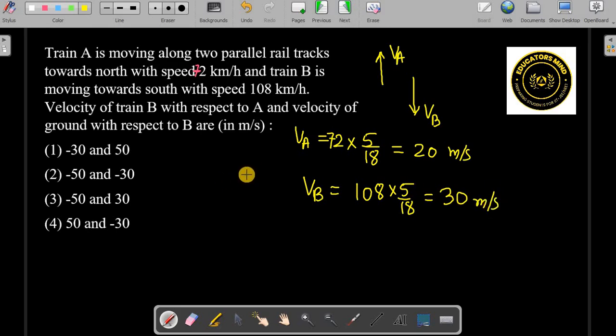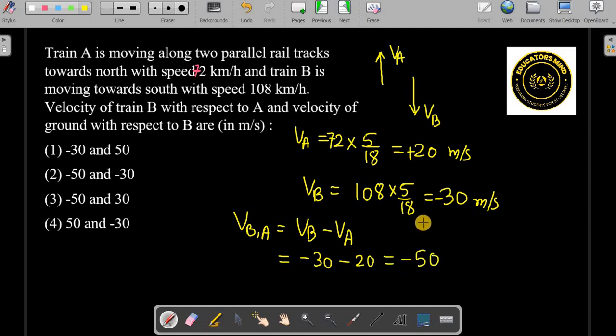So then what is the velocity of A? We have to also keep signs. Plus or minus we can keep, but here they have not given the sign. Suppose we take upward positive, downward negative. They are asking the velocity of B with respect to A. Velocity of B with respect to A is velocity of B minus velocity of A. So velocity of B is minus 30, minus velocity of A, which is 20. So we get minus 50.